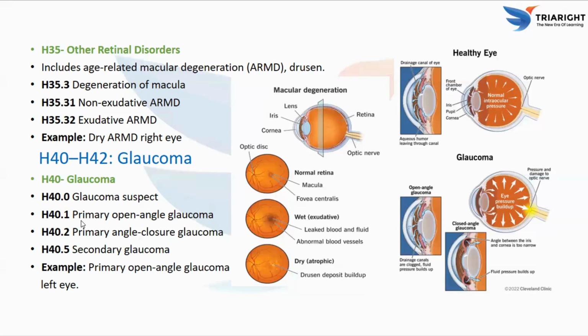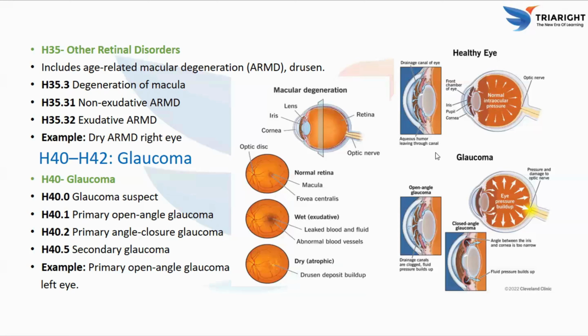H40.1 is assigned for primary open angle glaucoma. This is the most common type of glaucoma. What is the mechanism of this? The drainage angle between the cornea and iris is open, but the drainage channels become gradually blocked so that the pressure increases slowly over the years.